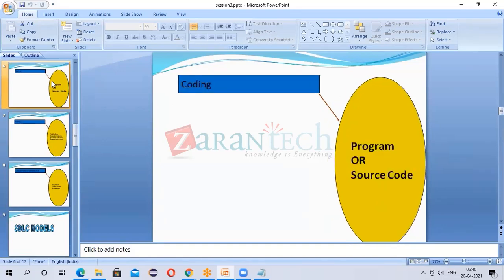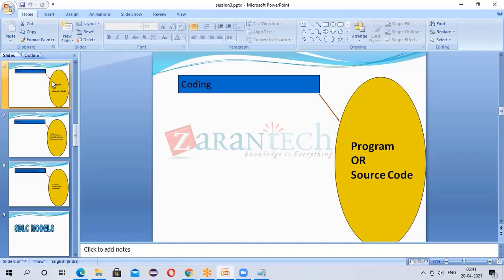Coding. Everyone knows very well what coding is. Program or code. Have you visited a supermarket, any supermarket nearby your house? Are they preparing bills? Are they using any software? Yes. So by writing the code only, they develop it.